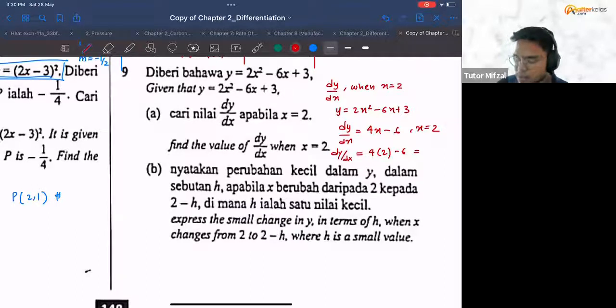4 times 2 is 8. 8 minus 2 is 6. So 8 minus 6 is just 2. Okay, so you get your answer 2 over here. Alright, straightforward. Just enter the value.